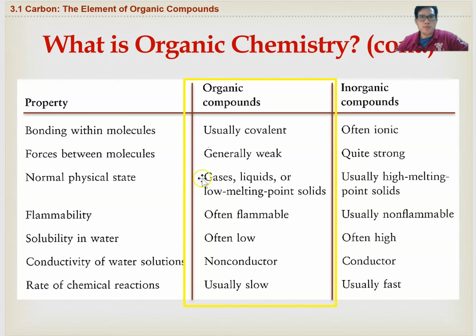Okay, looking at some of the differences between organic compounds and inorganic compounds, when you're looking at the bonding that we learned in chapter 2, organic compounds are usually covalent. Inorganic compounds are usually ionic. The forces between organic molecules are generally very weak, because most of the compounds are non-polar covalent, so they are relatively weak. If you look at the intermolecular force, it is towards the dispersion force.